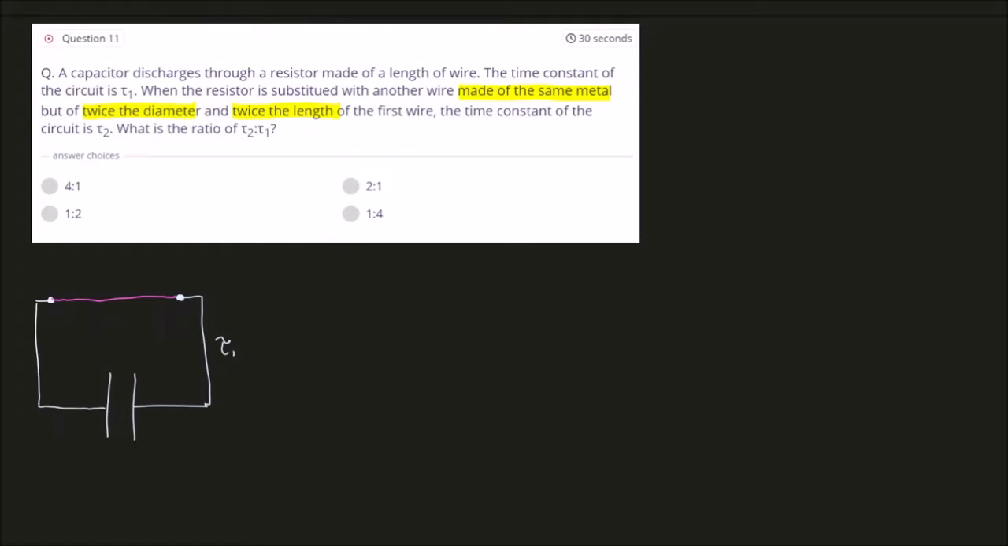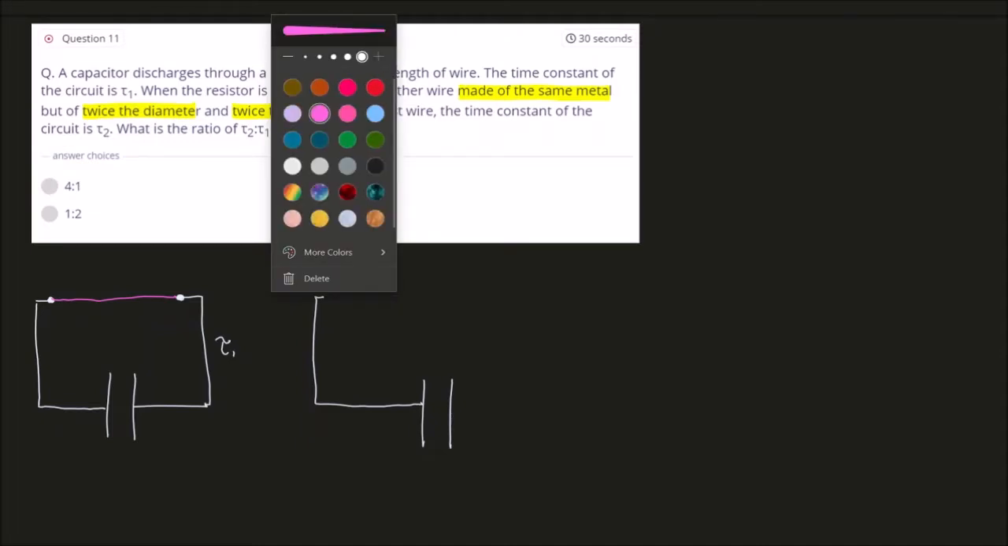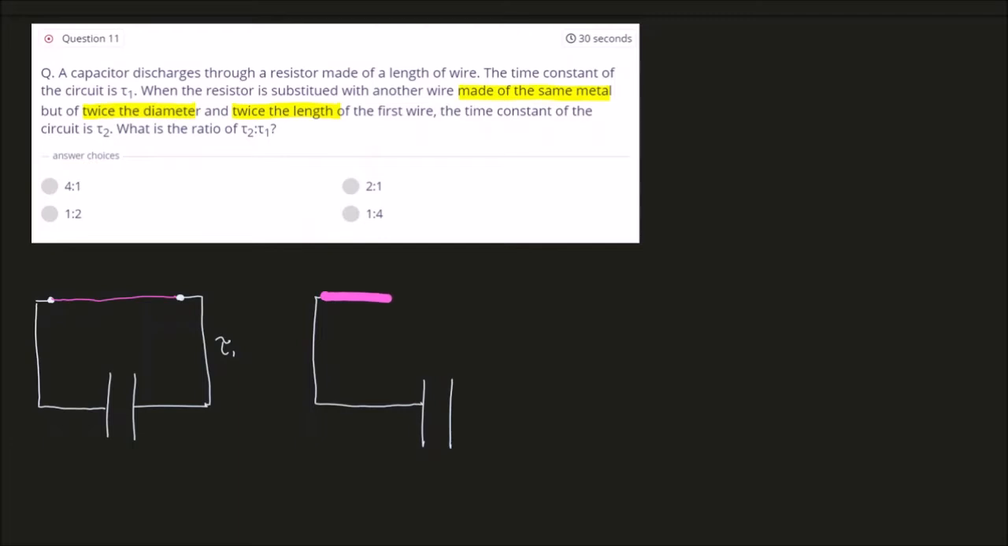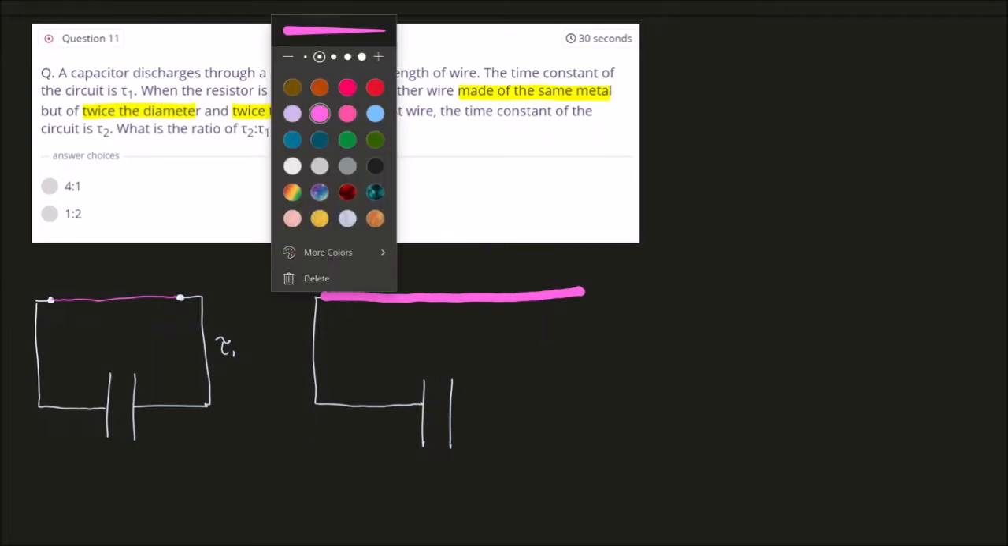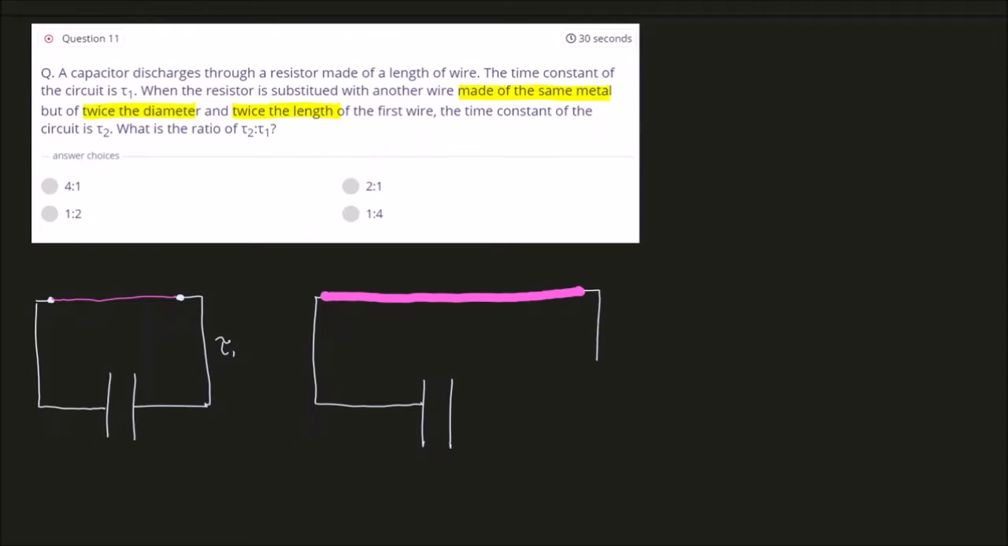So should I draw it again? Yeah, probably I can just draw it. Okay, so I have a capacitor, then this capacitor right now is being connected again to a wire, but this time this wire here should probably be much larger than before and should be much longer than before, something like this. Okay, so that's the new circuit right now. Then the time constant right now is tau 2.